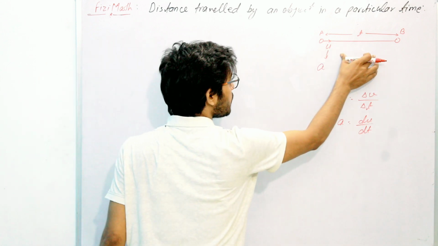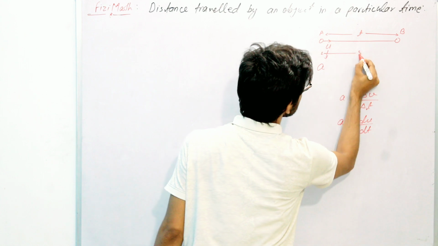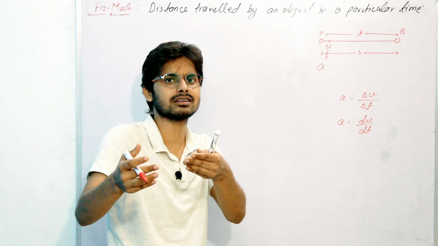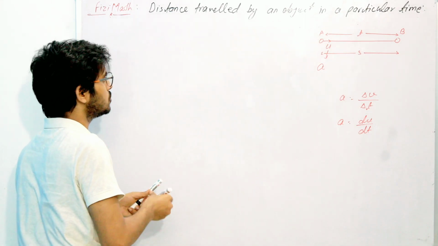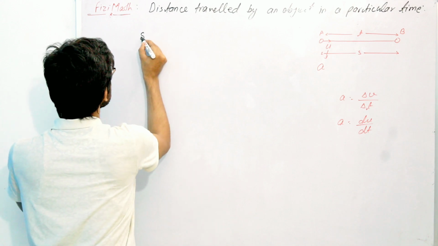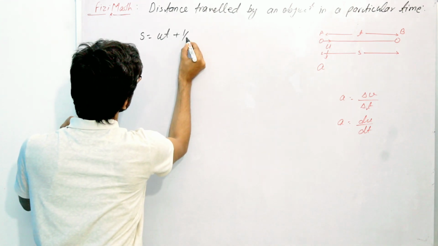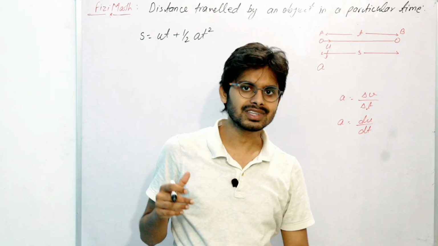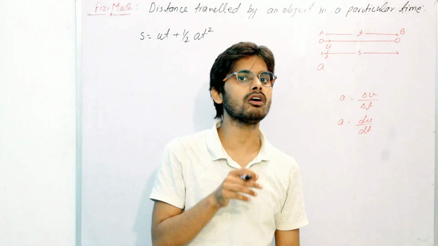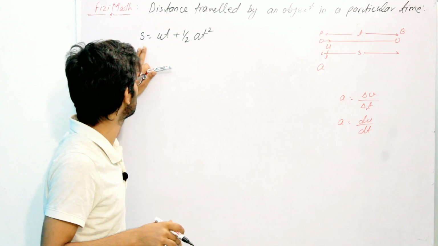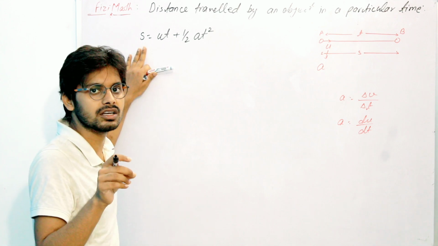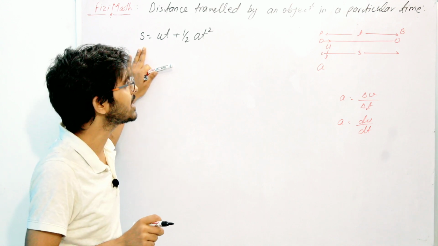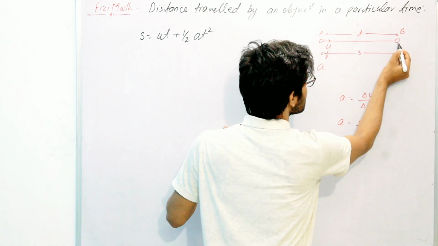If you have to calculate this distance, then we know from the equation of motion that s is equal to ut plus half at square. So this distance can be calculated with the help of the equation of motion. This equation gives the information for t time, meaning from 0 to t time.